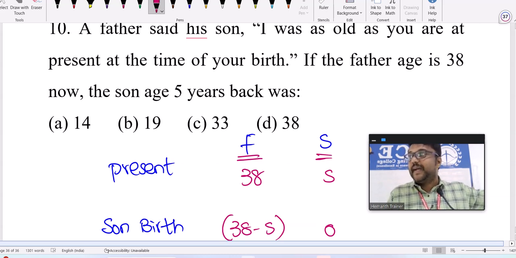X years ago means minus X. Here it is S years ago, because S is the age of the son. At the time of the son's birth means S years ago, so the father's age is also reduced by S.